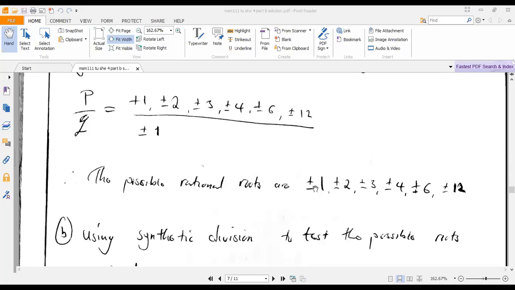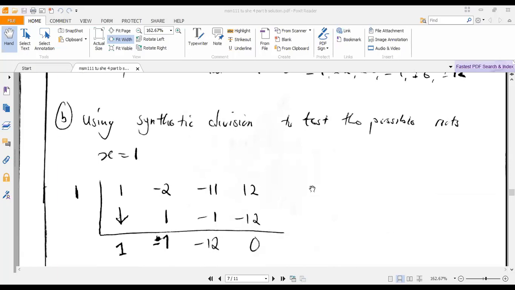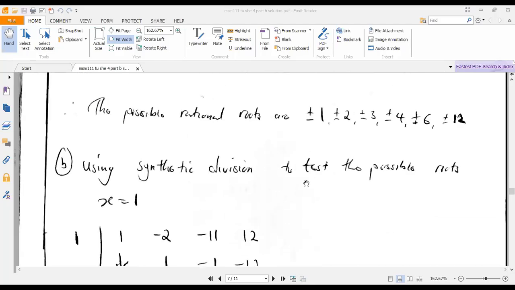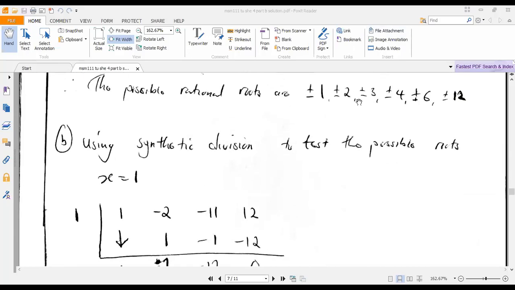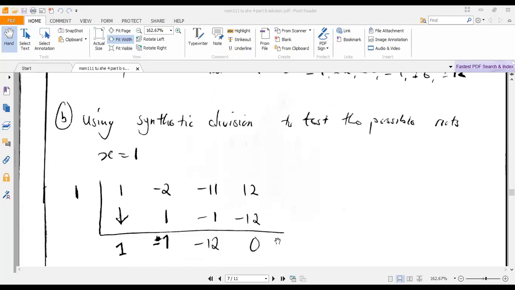For example, use negative 1 to test the possible roots. Is it going to give us a 0? That's why you have to test them individually, sir. So for me, I tested positive 1, and it gave me a 0. So you have to test everything. If negative 1 is giving you a 0, then it's an actual rational root. If it doesn't give you a 0, then it's not an actual root.